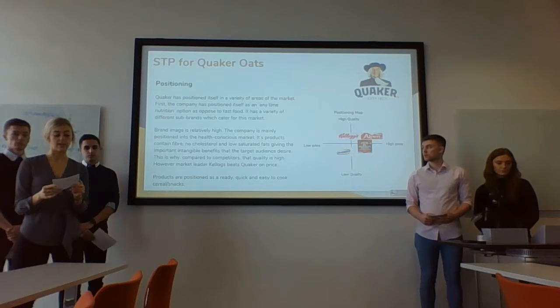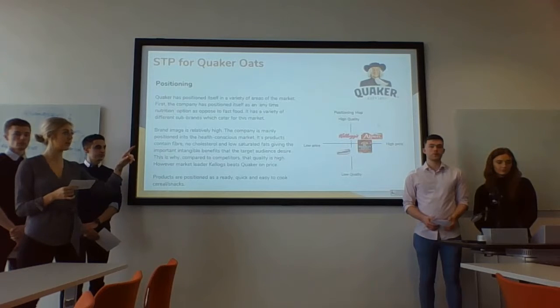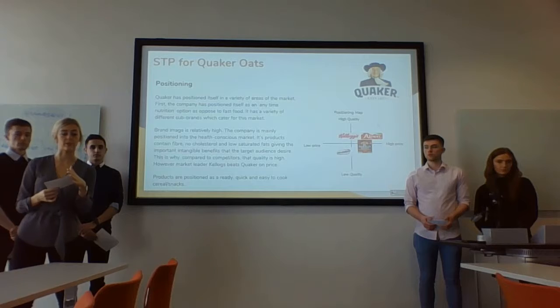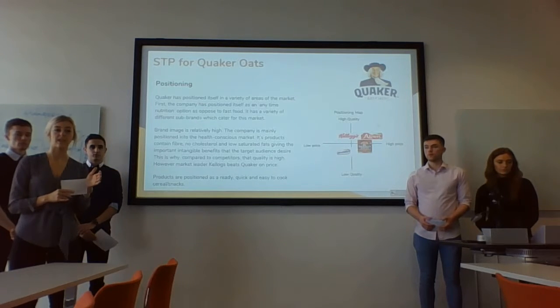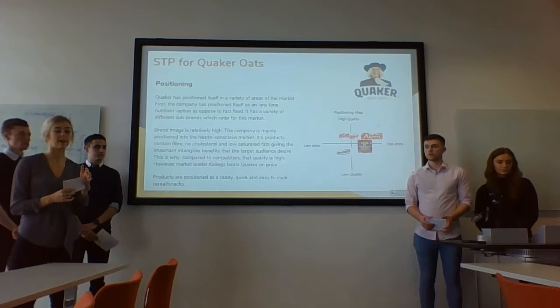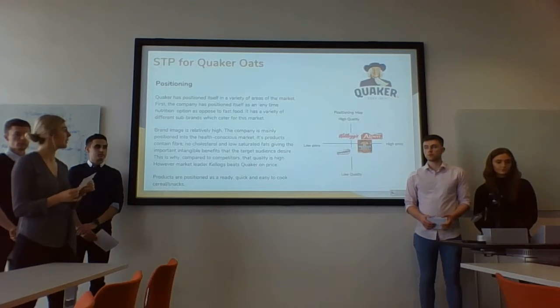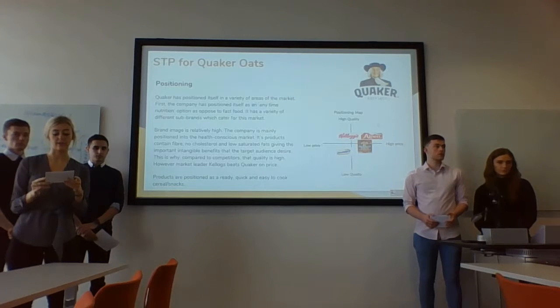In terms of positioning, I feel like Quaker Oats have a good position in the cereals market, as we can see from the positioning map. They do have a relatively high price, but that does reflect the quality of the products because it is a high-end brand. Kellogg's is the market leader, and they do beat them in price, which is something maybe Quaker Oats could consider. So brand image is relatively high for Quaker Oats.